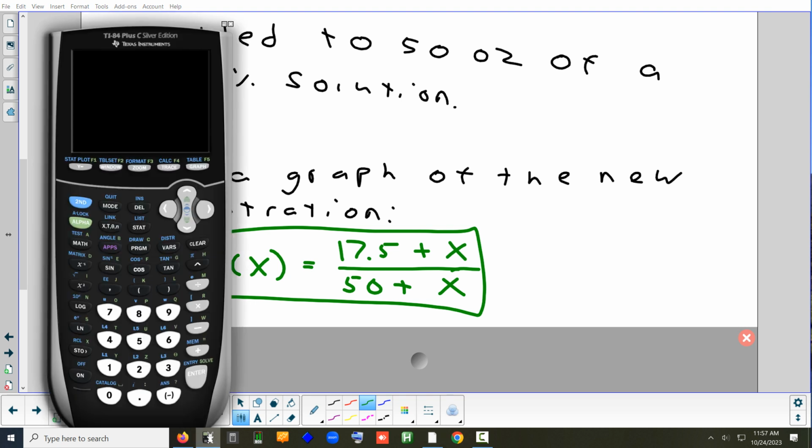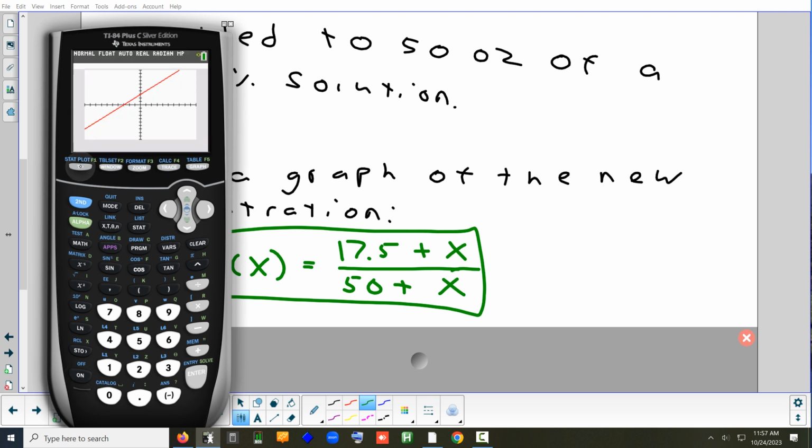And what's the highest concentration you can have? 100. It's pure, whatever the chemical is. Most likely it's going to be something in between. So let's graph it. 17.5 plus X, and we're going to divide by 50 plus X. Now, 0 to 100%, that's as a percent. What would that be as a decimal?